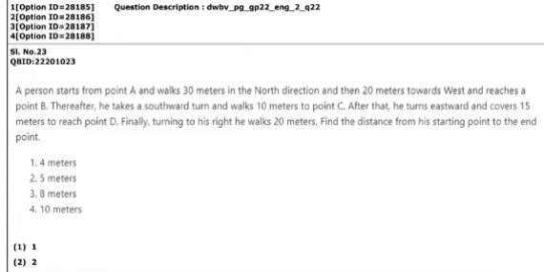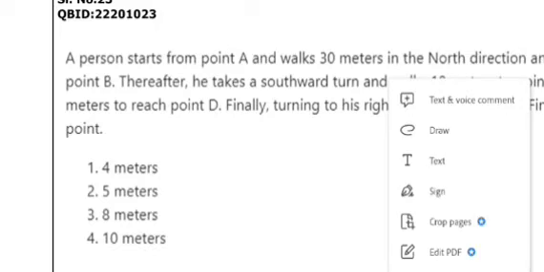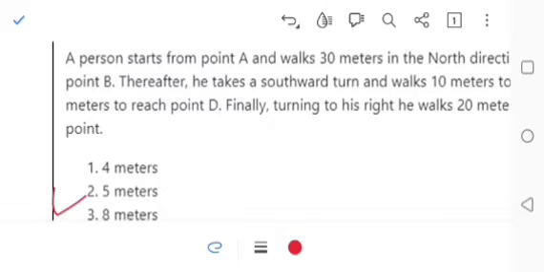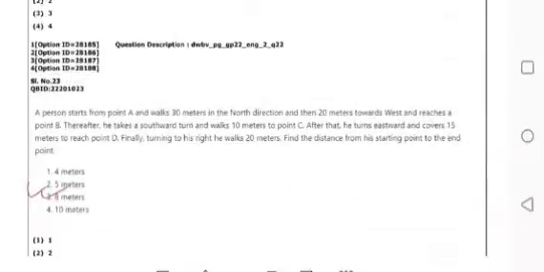4 meter, 5 meter, 8 meter, 10 meter. These are the options. For 23, the correct option will be number B, that means 5 meter. Yes, 5 meter, not C, B.